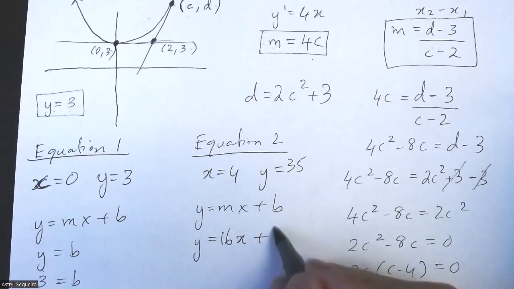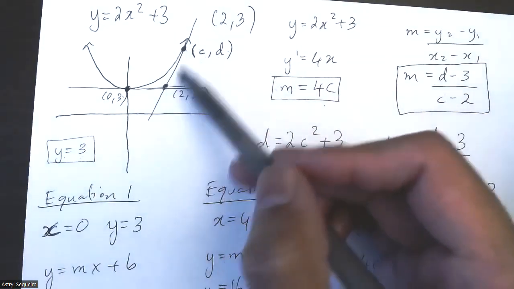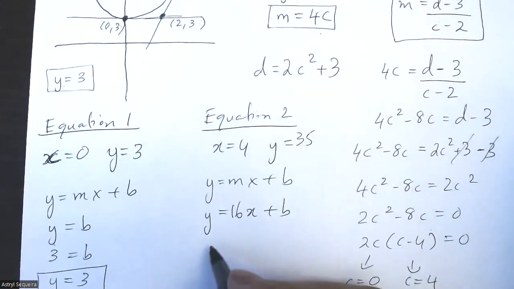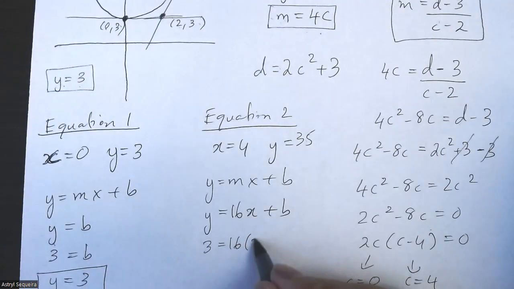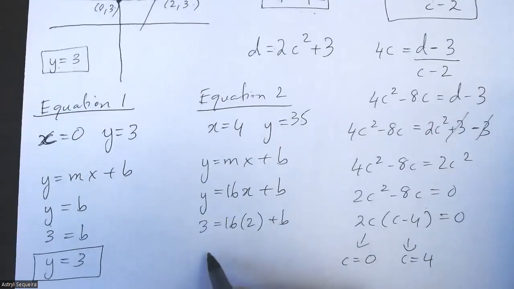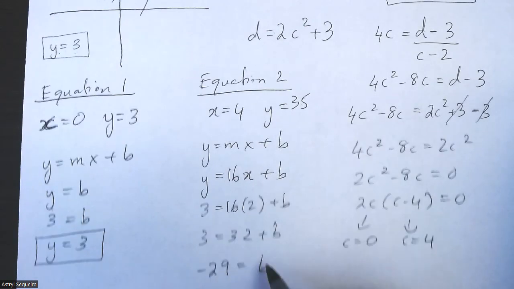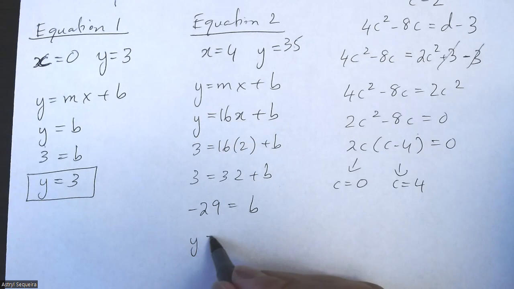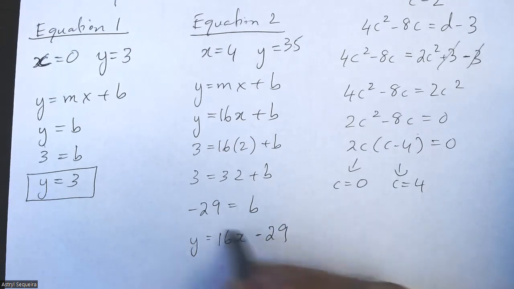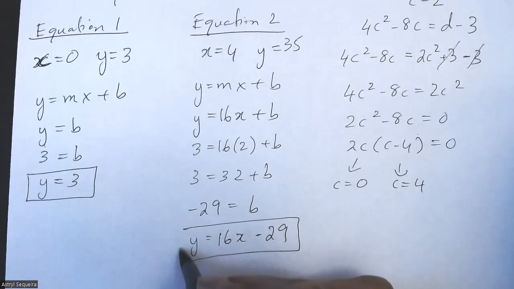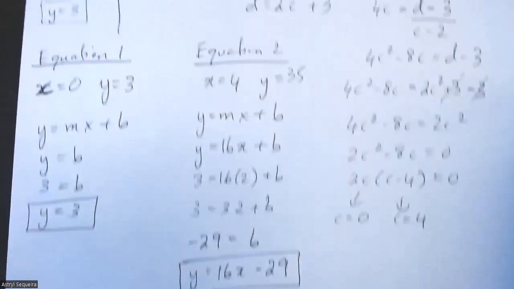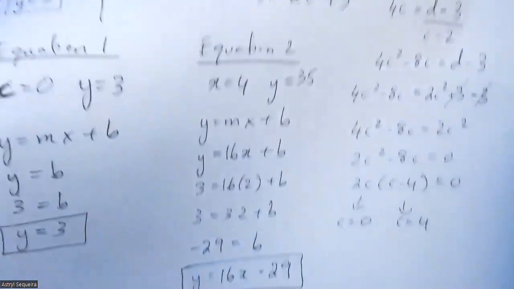So y equals 16x plus b. Then you can sub in either of these 2 points in. It doesn't matter which one you use. I'm just going to sub in 2, 3 over here. So 3 equals 16 times 2 plus b. 3 equals 32 plus b. b equals negative 29. So my second equation is just y equals 16x minus 29. These are the 2 equations that are tangent lines to that curve and pass through the point 2, 3.